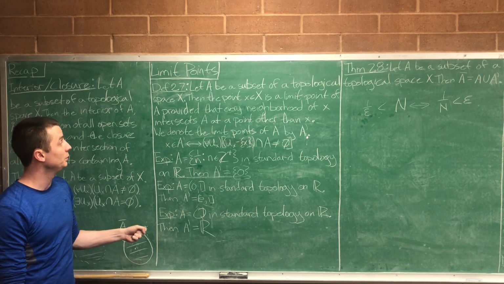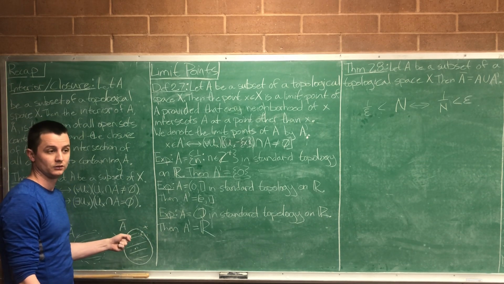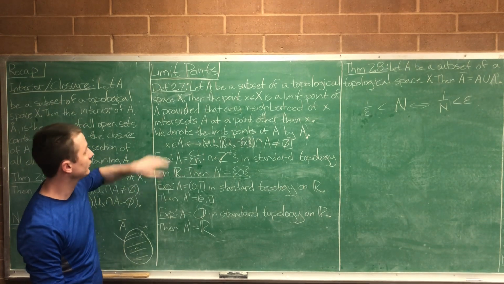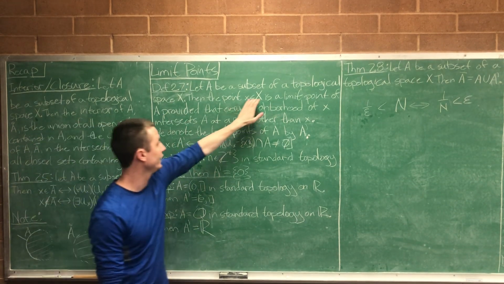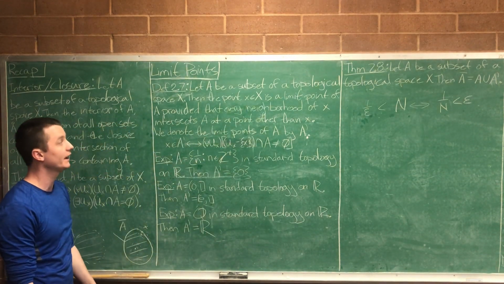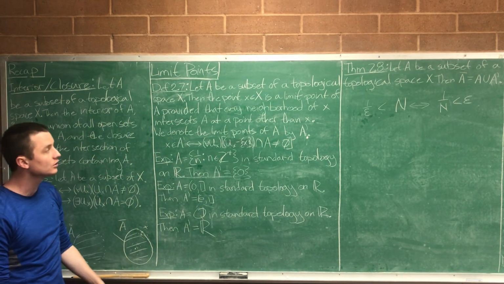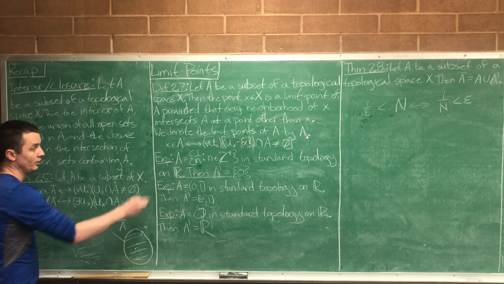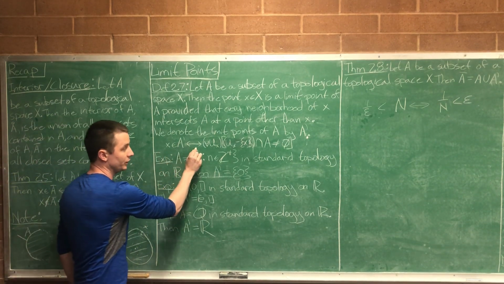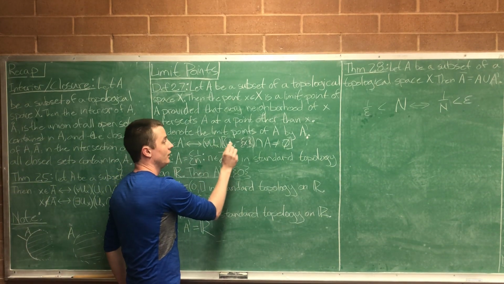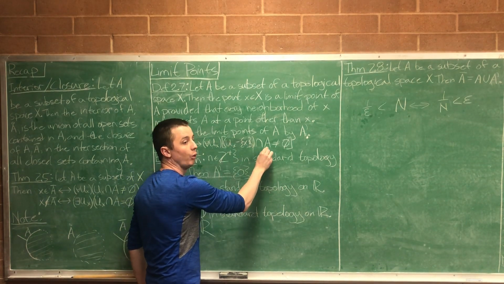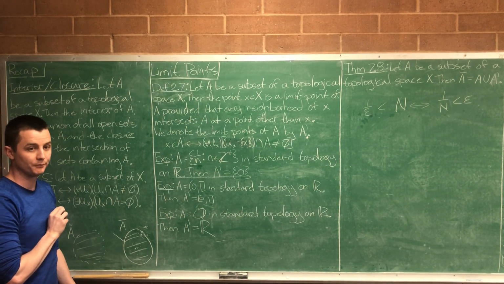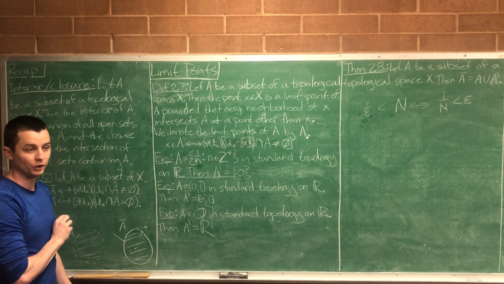So that is what we mean by a limit point. I'll say it one more time, reading through the definition. Let A be a subset of a topological space X. Then the point little x in big X is a limit point of A provided that every neighborhood of x intersects A at a point other than x. Think you got it? I think so. Ready to move on?